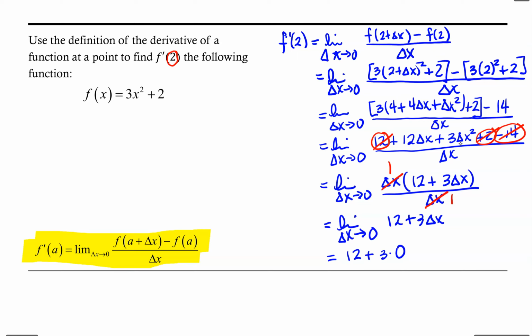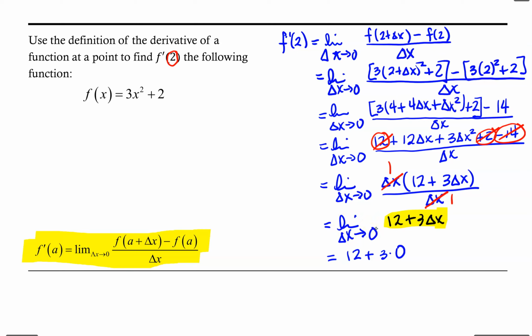Now notice that I kept the limit notation until I was ready to consider the behavior of the function I have here following my limit as delta x approaches 0. I must continue to use this notation of limit as delta x approaches 0 up to the point where I'm ready to consider the behavior of the function to the right. Once I'm ready to consider that behavior, I can drop this limit notation.